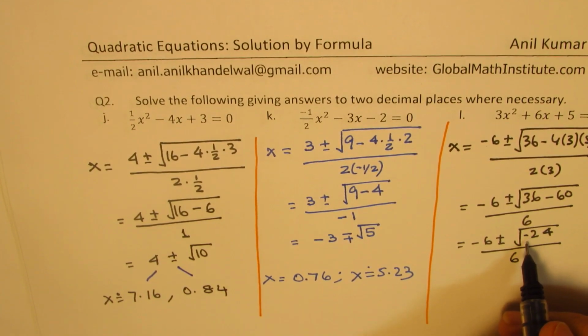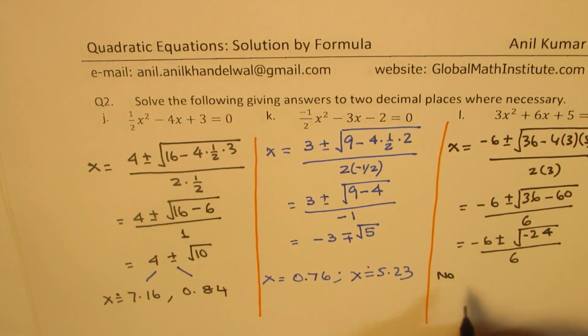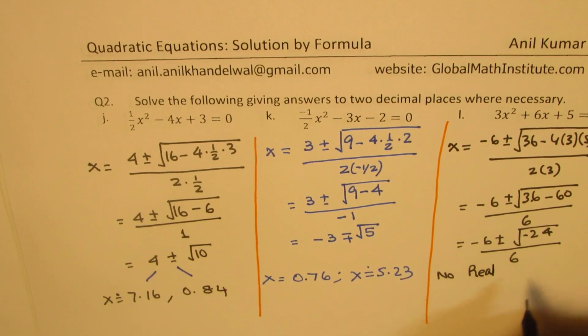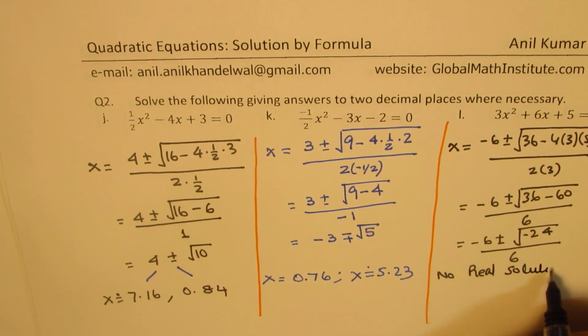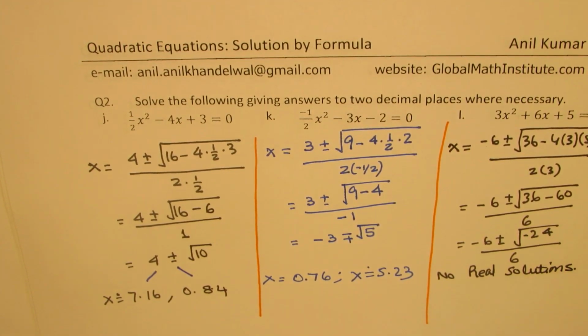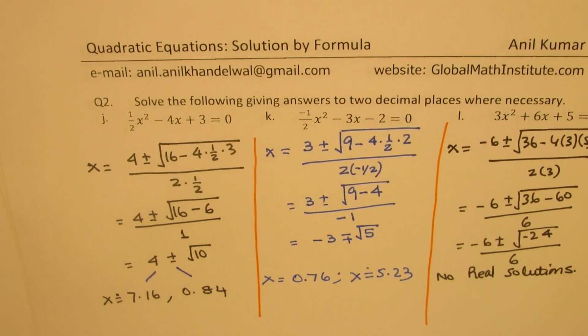Since we have square root of a negative, we have no real solution. In the domain of complex numbers, you will have a solution for this. But otherwise, it has no real solution. So I hope that makes sense. Perfect. So let's move on and take the other questions.